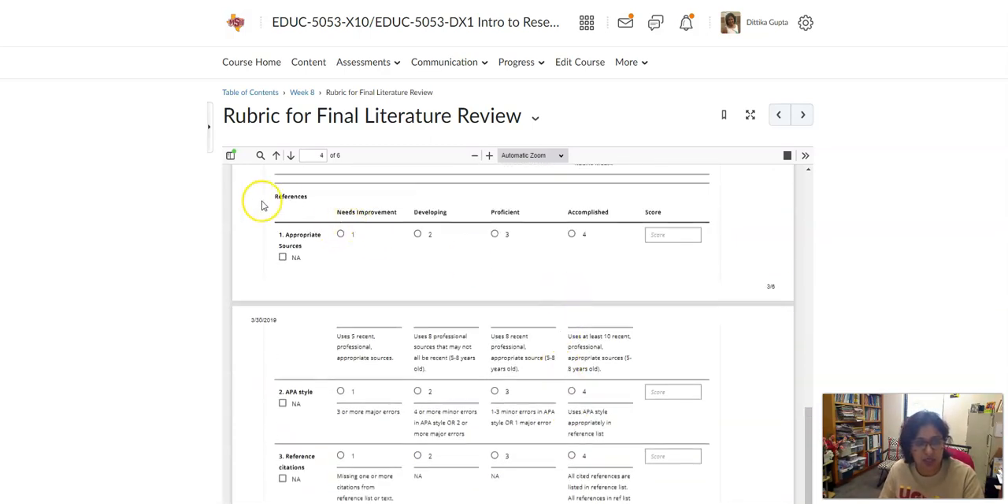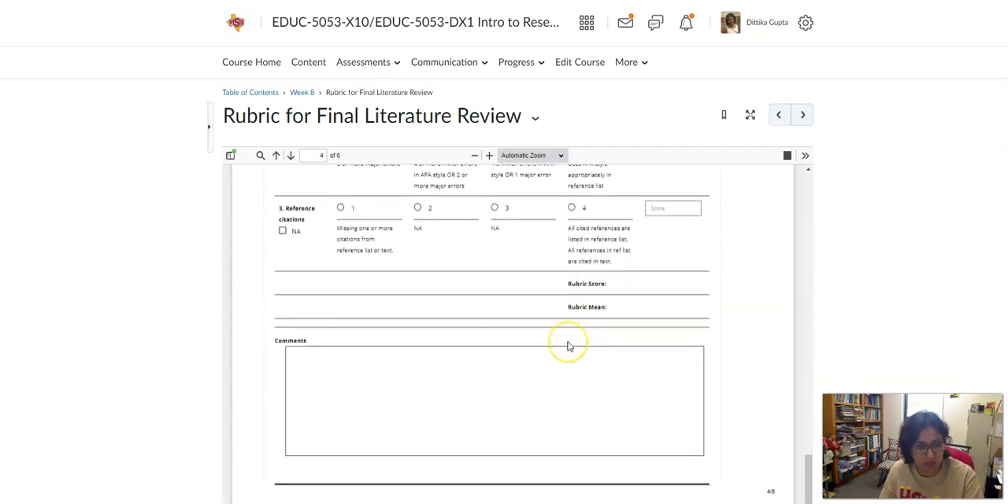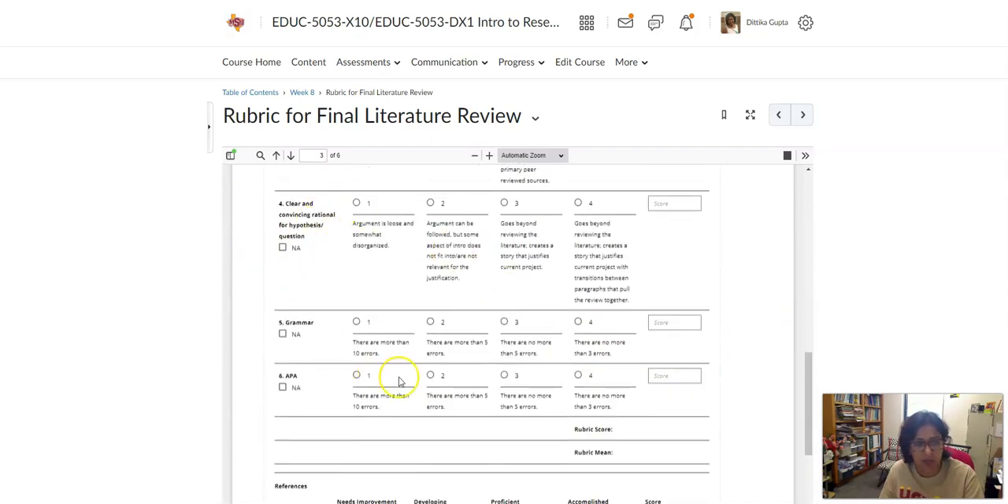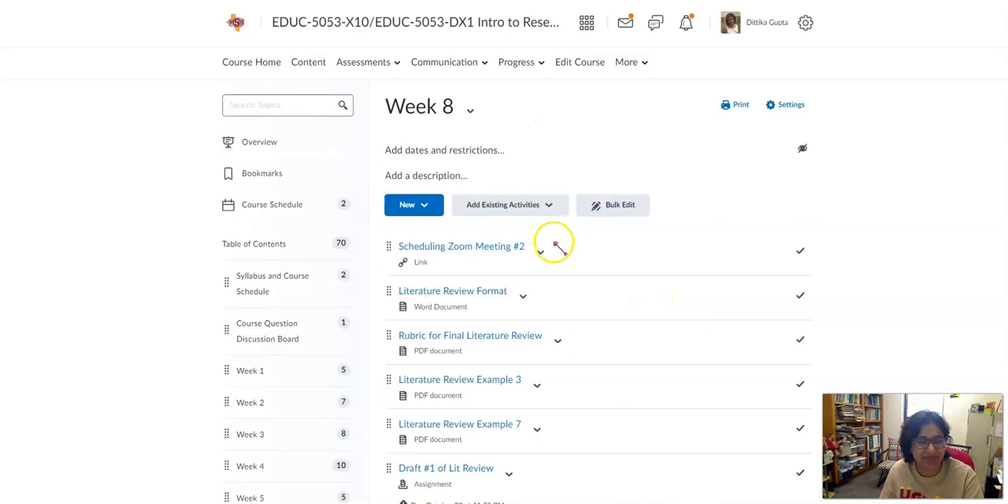And as you can see, there is APA for the references, and then there is also APA for the in-text citations. So those are two separate APA things. That's why you had an APA assignment.